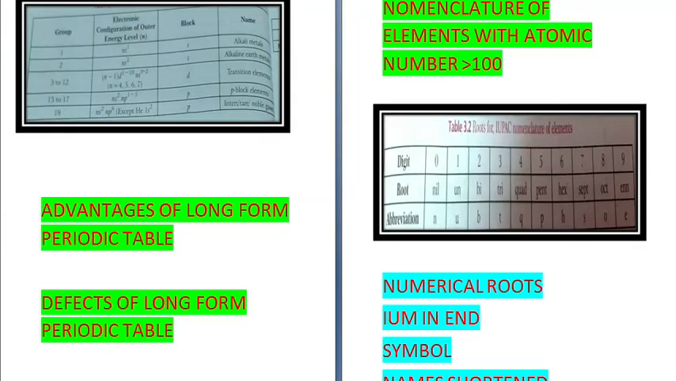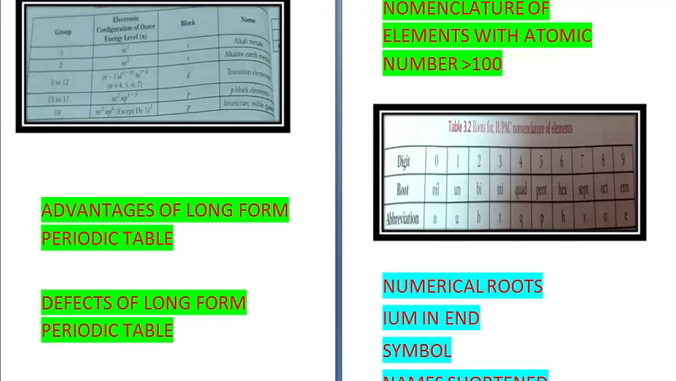Group 1, I told you, is alkali metals, and group 2 is alkaline earth metals. The elements constituting groups 1, 2 and 13, 14, 15, 16, 17, 18 are called normal or representative elements. And groups 3 to 12 are called transition elements. Lanthanoids and actinoids, which I told you are placed beneath the periodic table, also come in the same group of transition elements. Because they are placed separately, they are known as inner transition elements.